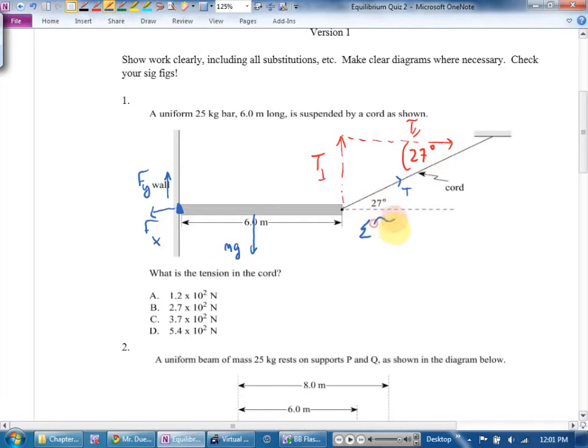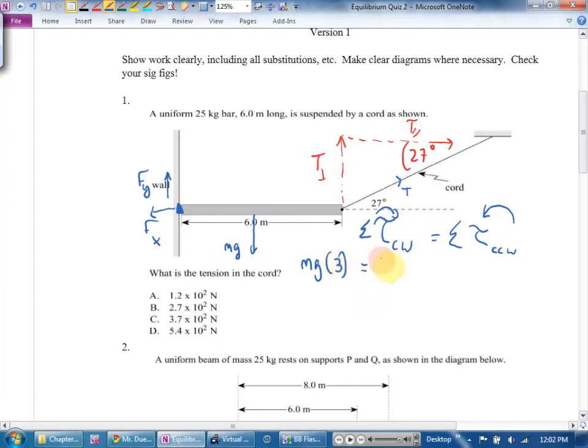The sum of all the torques clockwise in that direction equals the sum of all the torques counterclockwise in this direction. Clockwise in this direction would be mg times its distance from the pivot, 3. Little hint for your test, by the way, there's going to be at least one question that I can remember, where, Zach, I didn't put the pivot at the end. I put the pivot somewhere around here, which means even if you're at center of mass, the distance won't be 3. You'll have to do a bit of arithmetic to figure out how far I am from the pivot, okay?